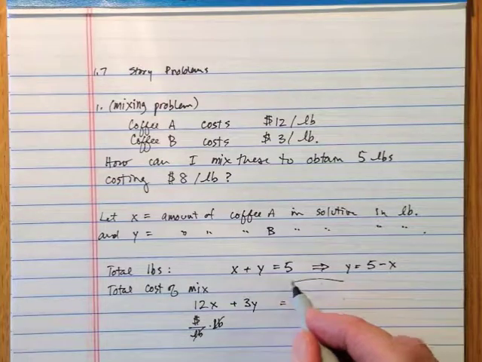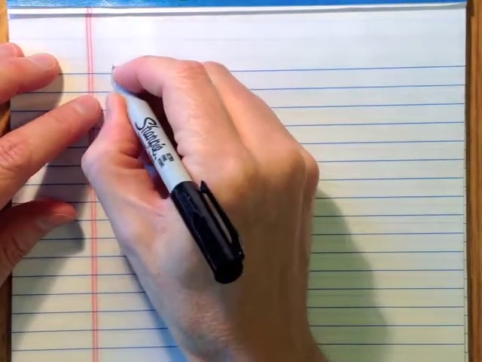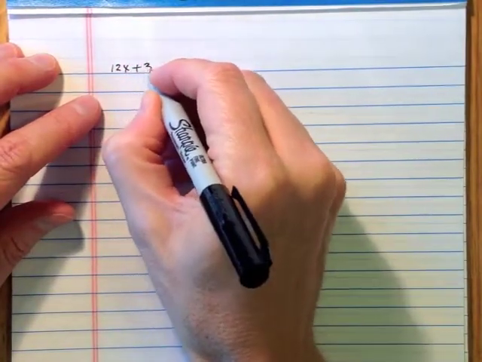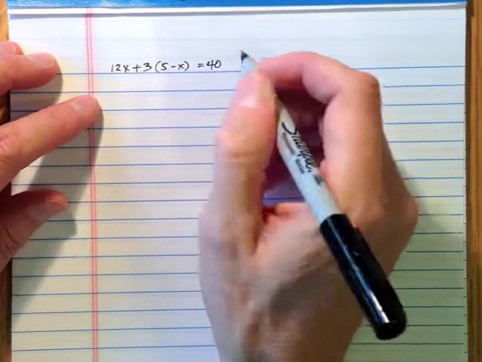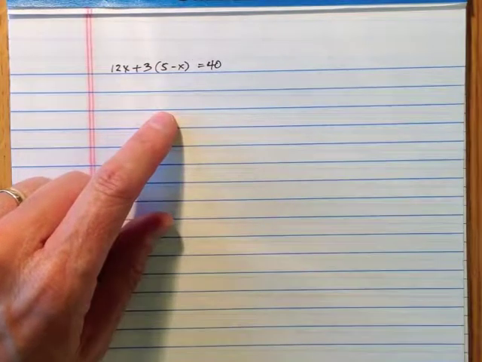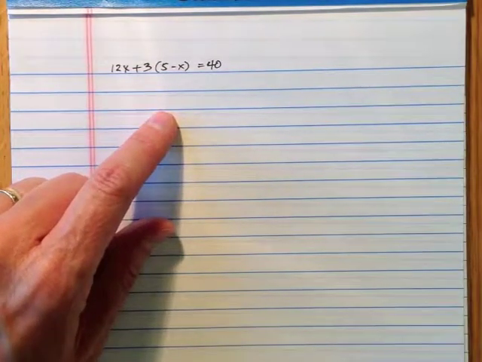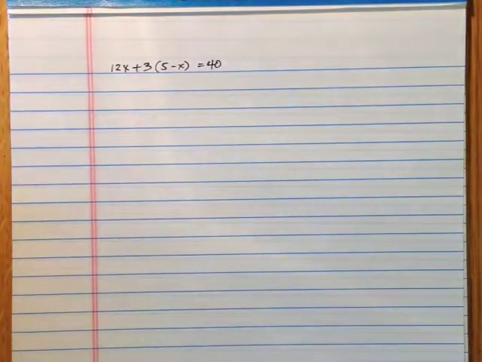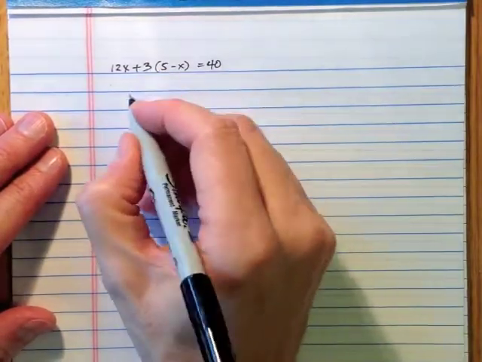Now I take that and put it in there. So the second equation becomes 12x plus 3 times 5 minus x equals 40. In fact, that's the equation you would have gotten if you were one of those people that said, I should let x stand for the amount of Coffee A, and then I know that the amount of Coffee B has to be 5 minus x. Anyway, let's solve this and learn what x is. I'll distribute the 3 through there.